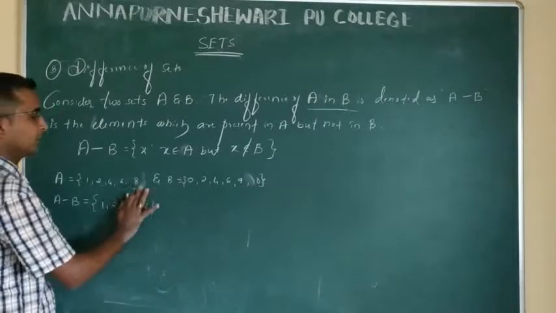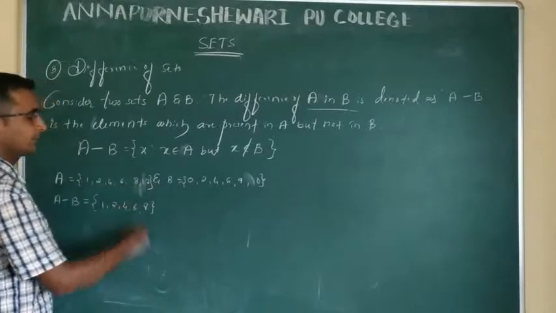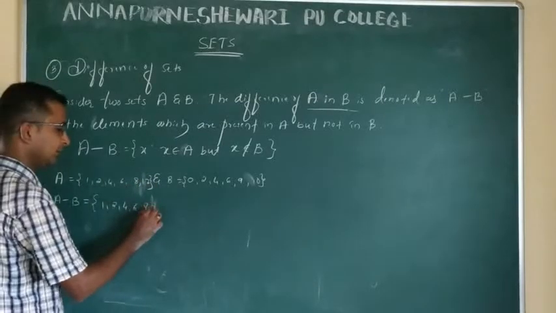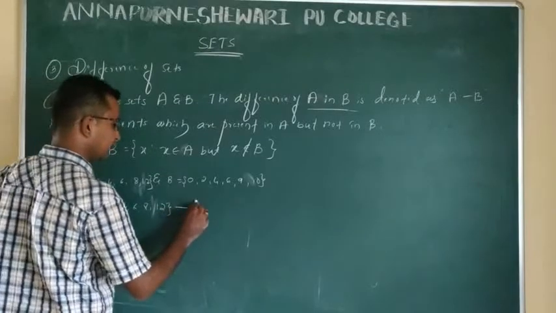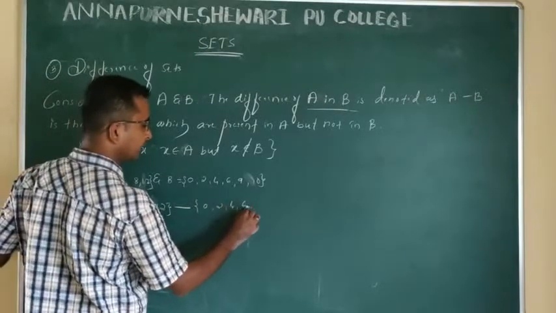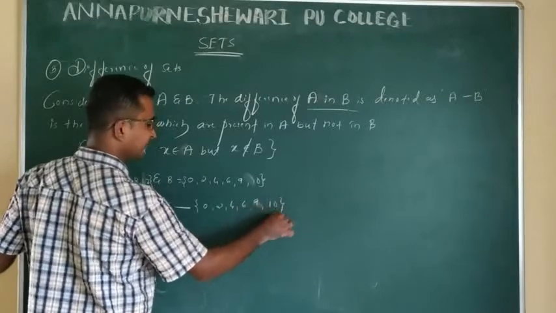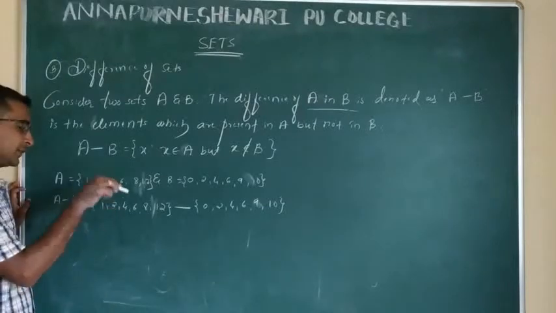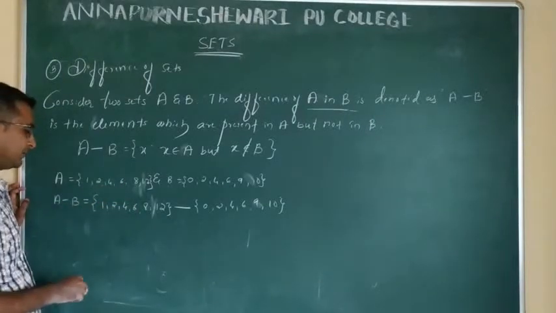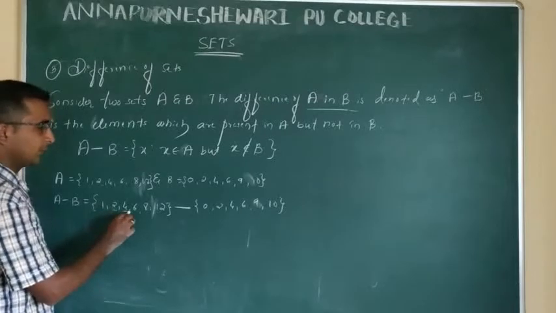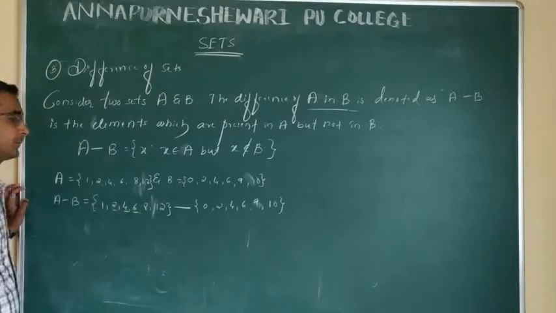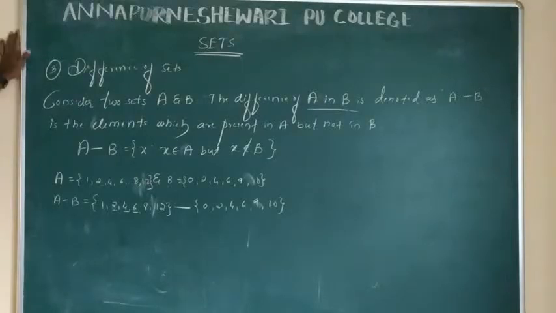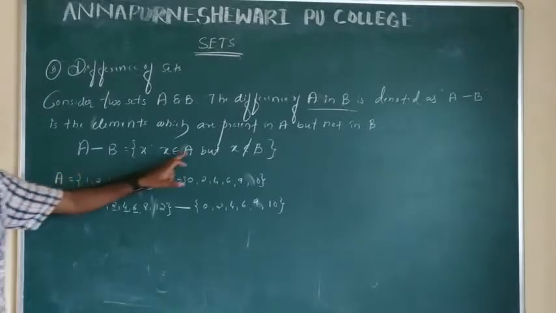Let me also take another element, 12. That is 1, 2, 4, 6, 8, 12 minus 0, 2, 4, 6, 9, 10. So I have taken the numbers randomly, don't worry. Then what are the common elements in A and B? 2, 4, 6 only. The elements in A minus B are the elements which are present in A but not in B.